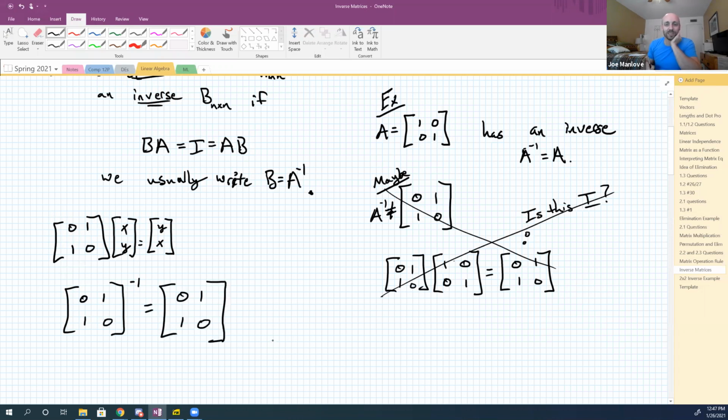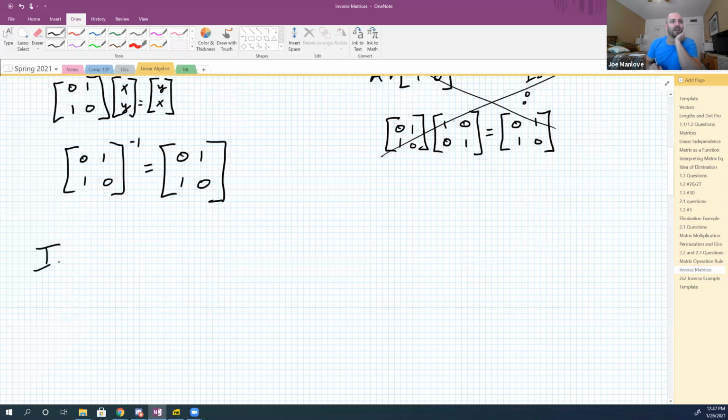Now, these are two examples of matrices that are their own inverses. You guys see that? Do not get used to this behavior. It is not generally true that matrices are their own inverse. You guys all good with that? Let's just double check that quick.